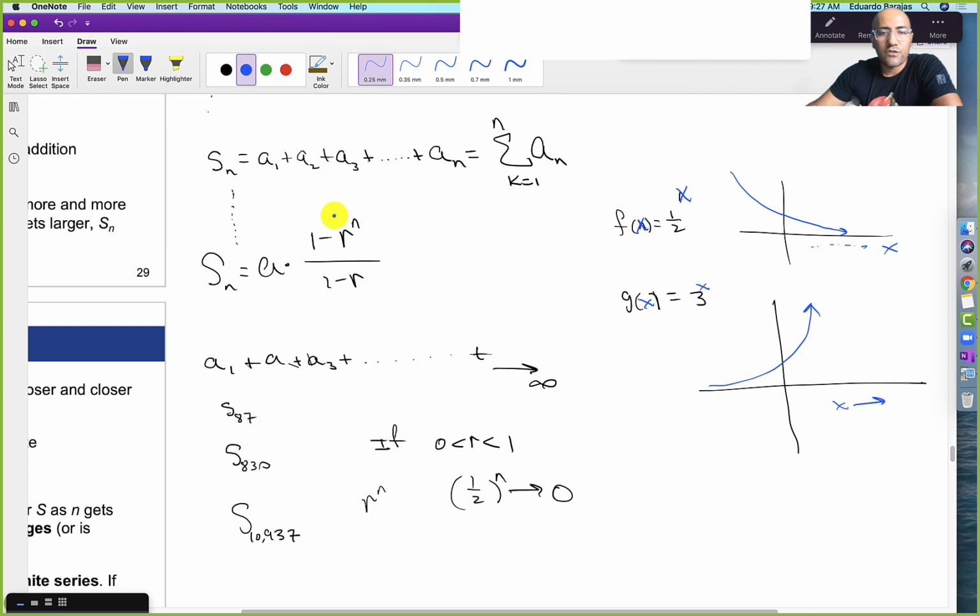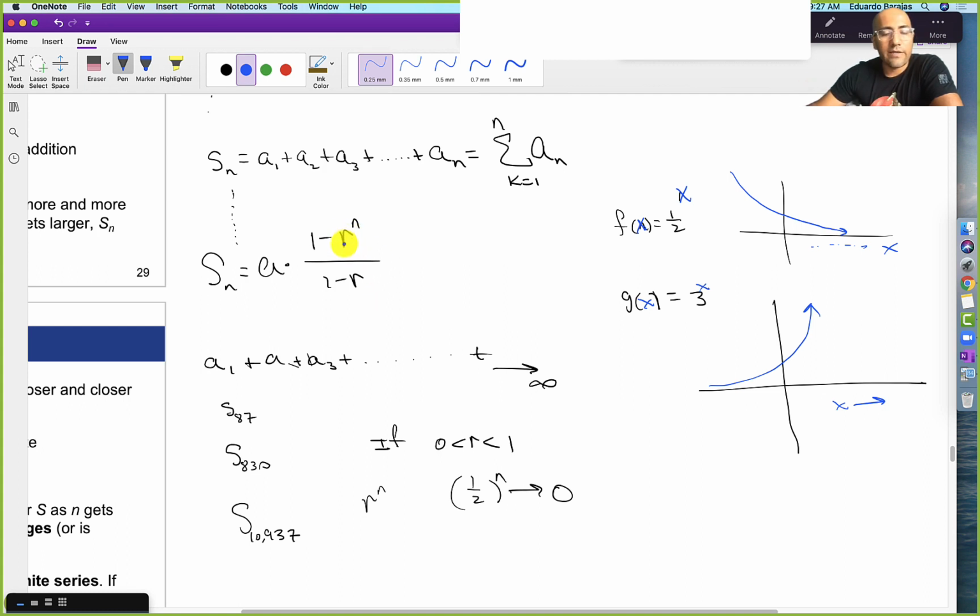So exploring this formula, whenever r is bigger than 1, this is going to get really, really big, and then the whole sum is going to go toward infinity. Let's say r is a positive number bigger than 1. Then r to the n is a really big positive number, and 1 minus this becomes a big negative number. The whole thing just blows up and goes toward infinity.